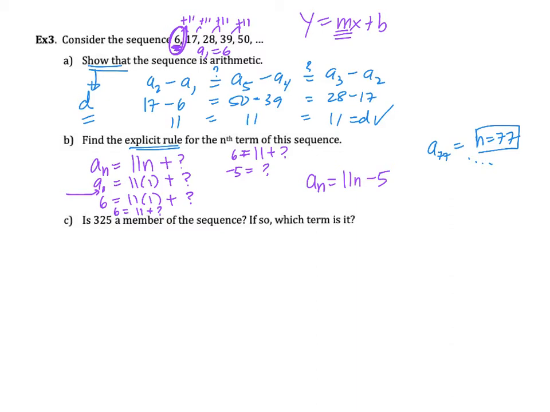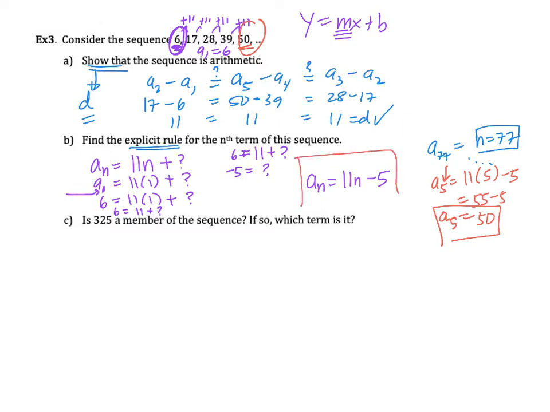Now I would go ahead and check that. So I would take maybe the fifth term and just check it. A sub 5, I get 11 times 5 minus 5. It's 55 minus 5, which is 50. So yes, that explicit rule worked. When I plugged in the number 5, I got the fifth term, and yes, that is the fifth term in the original sequence. So that pretty much verifies that my explicit rule is correct.